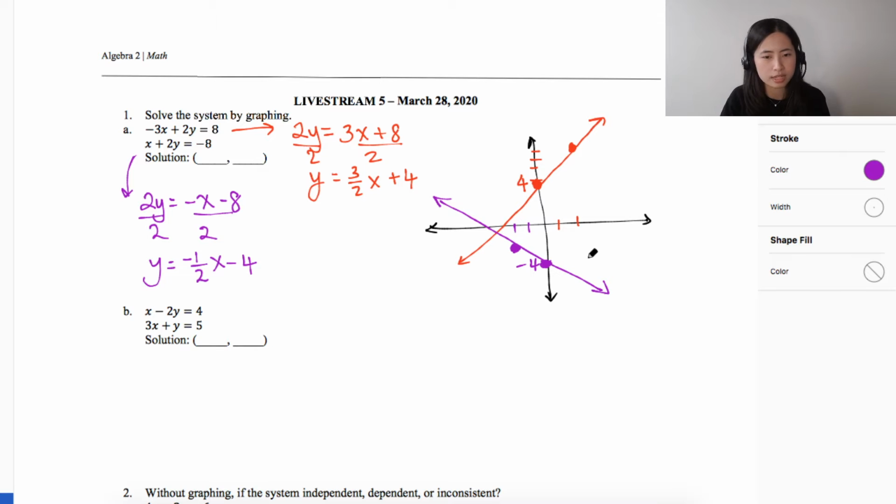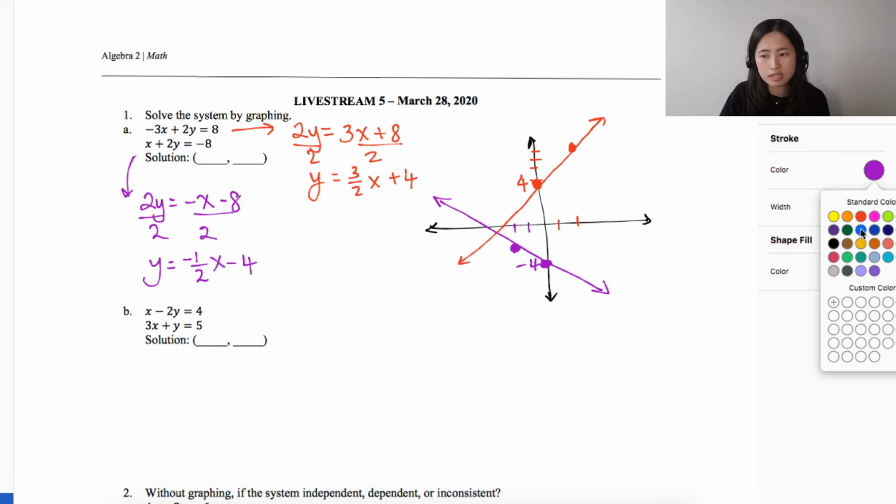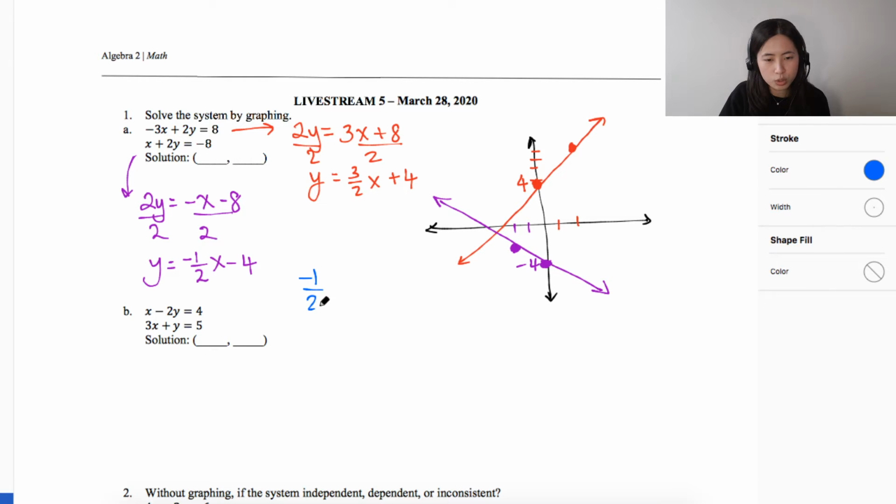Once we have that, in order to find the solution, we know that this is y equal to an expression in x, and this is also y equal to another expression in x. Since they're both y, we can just equate them to one another. So we have negative 1 over 2x minus 4, which is equal to 3 over 2x plus 4. And we're just solving for x. Because this is 3 over 2, you can move the 1 over 2 to the opposite side of the equation.